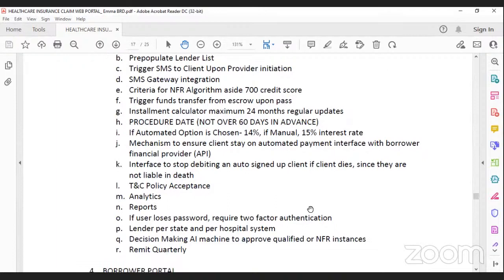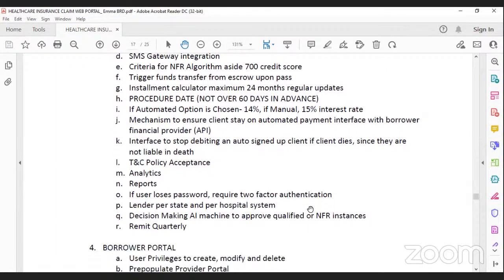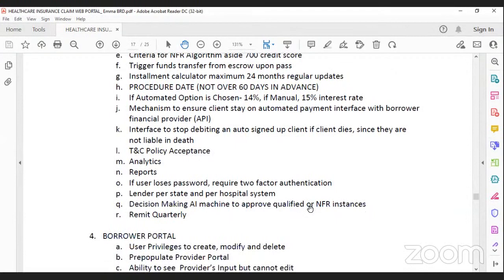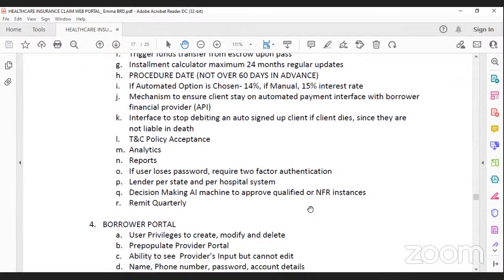Analytics reports. If you use password 2FA, lender per state and per hospital system will all be on the servicer, and I think the stakeholder made mention of that, because that mechanism is going to help especially with payments and also disbursements. Decision making: AI, machine to approve qualified or NFR instances, and then remitting quarterly.